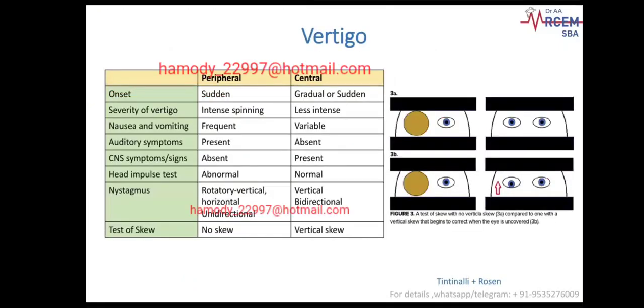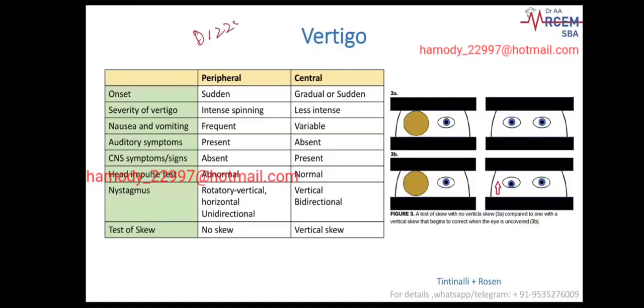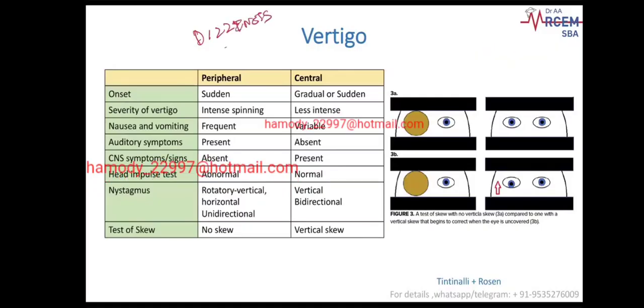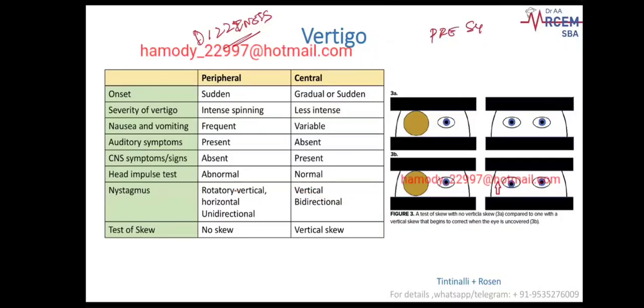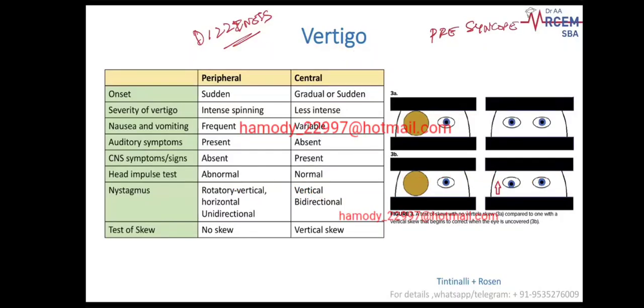Vertigo. Usually the patient presents with some amount of dizziness. Dizziness is a vague term that the patient says. Dizziness means two things. Either they feel like they're going to fall down. This is nothing but pre-syncope. I don't know, doctor. I feel like I'm going to lose my consciousness. I feel like I'm going to fall down. This is pre-syncope and you treat it like a syncope, which is studied in the cardiology chapter.